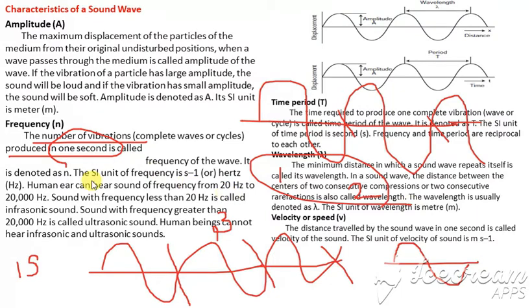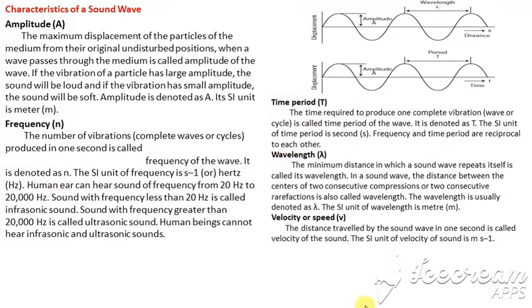Okay, and the SI unit of frequency is given by s power minus 1 or hertz. Okay, and the human can hear the sound of frequency from 20 hertz to 20,000 hertz. So human நால எவ்வளவு அளவுக்கு sound hear பண்ண முடியும்? 20 hertzல இருந்து 20,000 hertz வரையும் human ear can hear. Okay, so எவ்வளவு அளவுக்கு hear பண்ண முடியும் அந்த வேல்யூ நம்மளுக்கு ரொம்ப முக்கியம். Okay, 20 hertz to 20,000 hertz.